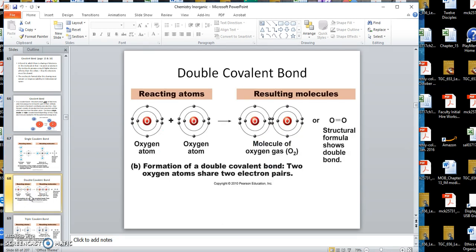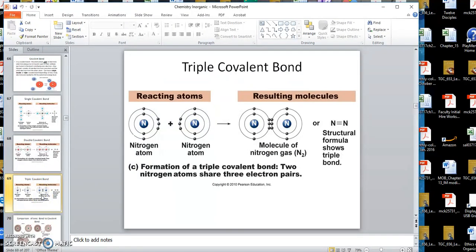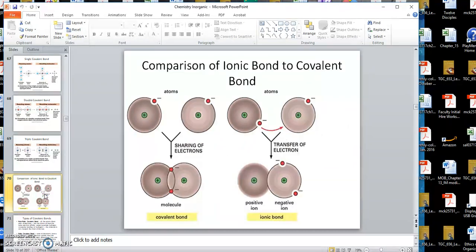Here's a double covalent bond. Oxygen has 6, it needs 2. Another oxygen has 6, it needs 2. So in this case, it's a sharing here, which forms a double covalent bond. So O2, what we breathe, is doing a double covalent bond. In this case, nitrogen has 5, so it would need to do 3. All right, so please read on this in the text.